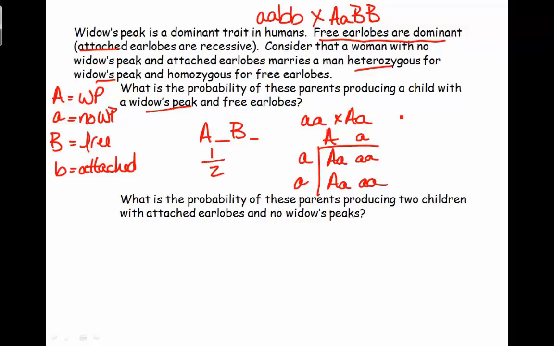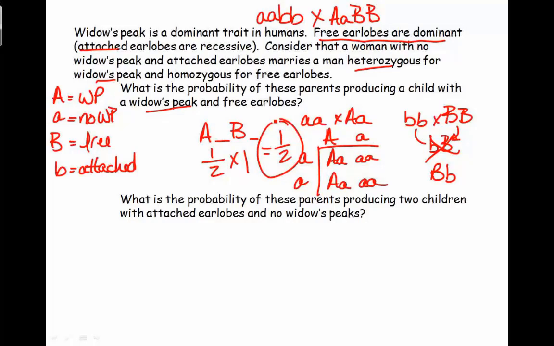And then if we look at the B's, now you could draw a Punnett square for this if you wanted, but notice we only have 1 kind of B from here and there's only 1 kind of B from here. So it is heterozygous, which more appropriately we would write in the other direction. And so what that means is that we have a 1 or 100% chance of having free earlobes in the offspring. So that's going to, when we multiply it together, give us an overall probability of 1/2.